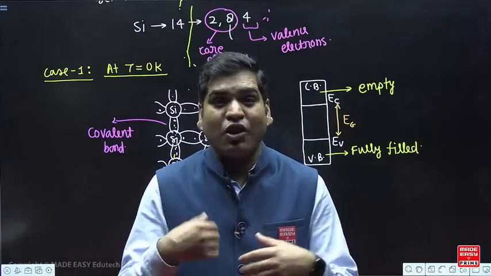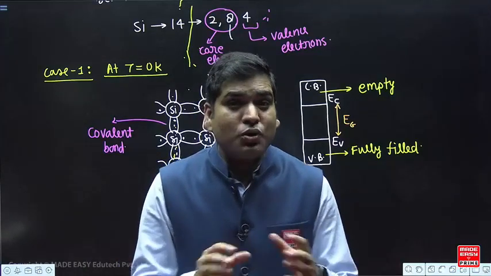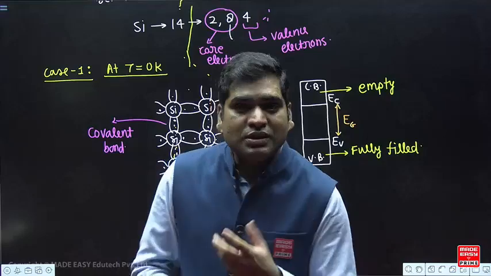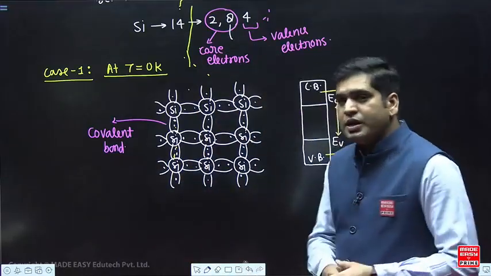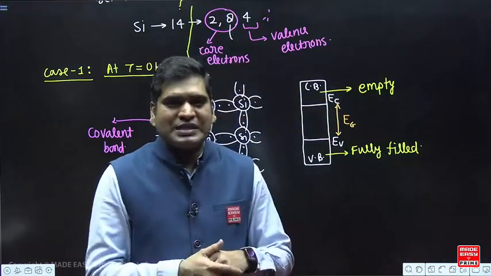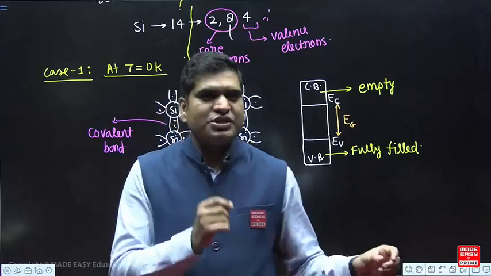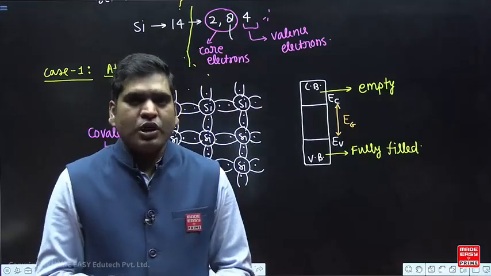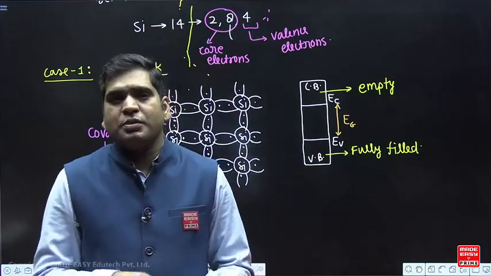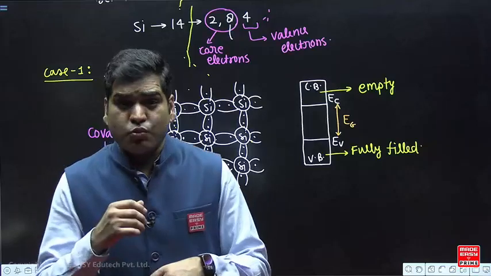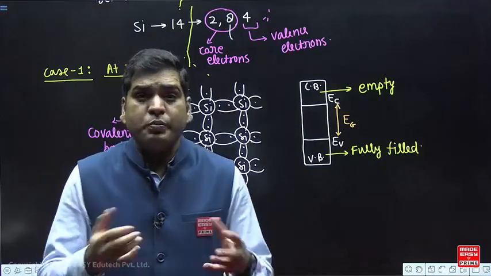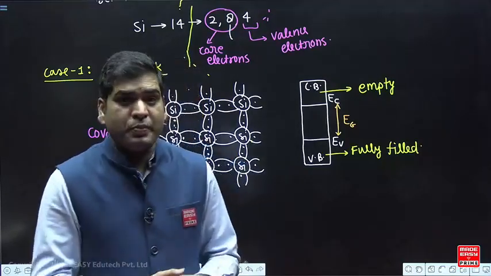All the chairs have already been occupied by someone, so there is no empty space to move them. This is the case of the balance band. In the balance band there are 4n states, and at each state there is one electron. So when you apply voltage, these electrons want to move but they cannot move because there is no place for their movement.